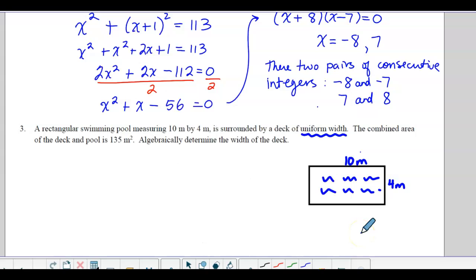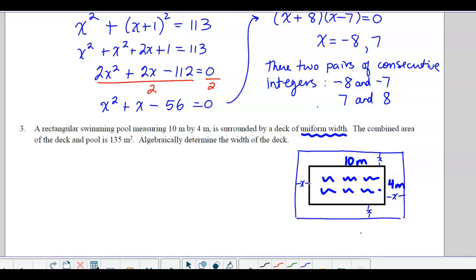Okay, so I'm just going to freehand this one. So it's not perfect. It's definitely not perfect. But that is going to be the deck around it. And by uniform width, it means, and we don't know what that is, but that distance from the pool to the edge of the deck is the same there as it is there, as it is there. Okay, so on all of the sides, it's the same width.